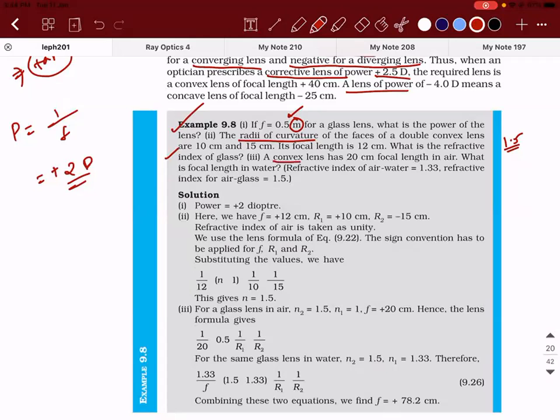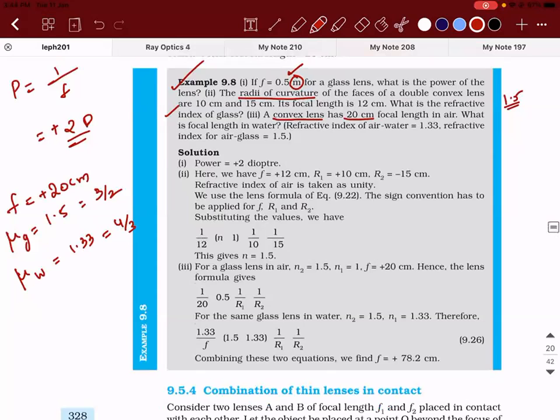Read the third question. There is a convex lens which has 20 centimeter focal length in air. So focal length is 20 centimeter with a plus sign. What is the focal length in water? Provided the refractive index of air to water is 1.33, refractive index of air to glass is 1.55. So refractive index of glass with respect to air is 1.55, and refractive index of water with respect to air is going to be 1.33. So 1.5 is 3 by 2 and 1.33 is 4 by 3. So focal length is equal to plus 20 centimeter.